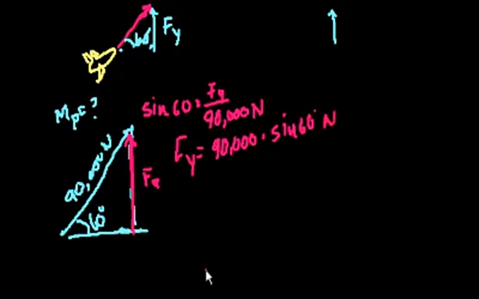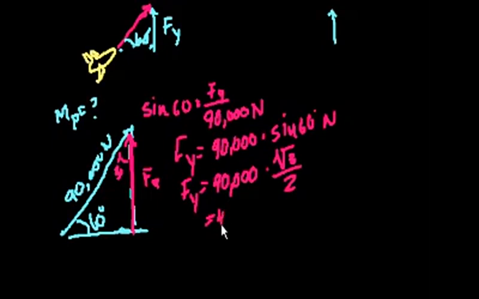And you might not remember your 30, 60, 90 triangles, but you might want to review some of your trigonometry if you don't remember the sine of 60, or you might want to take out your calculator. But the sine of 60 is square root of 3 over 2, right? Because this is a 30, 60, 90 triangle. So the force in the y direction is equal to 90,000 times the square root of 3 over 2, which is equal to 45,000 square roots of 3 newtons.